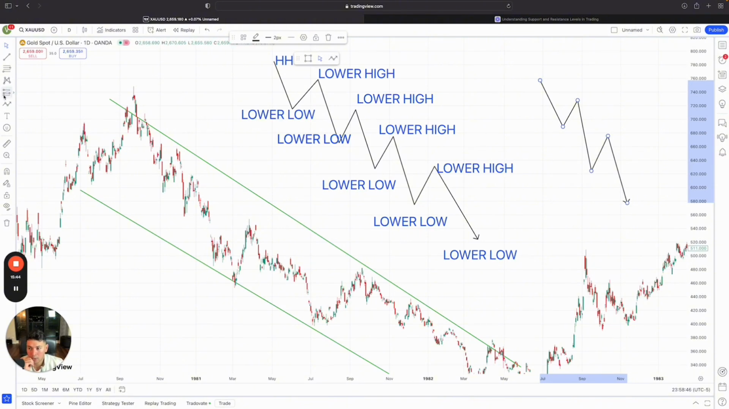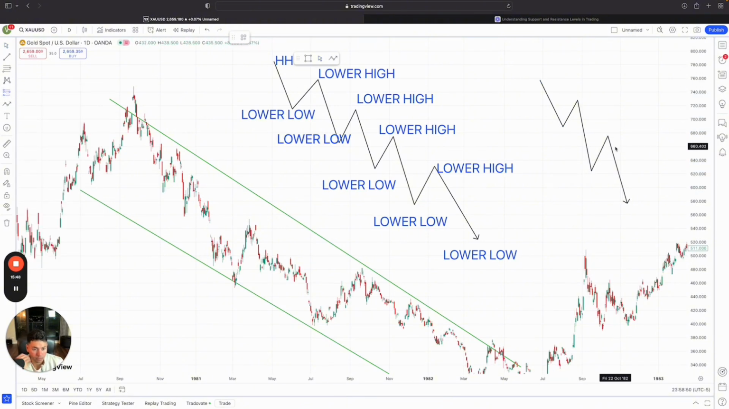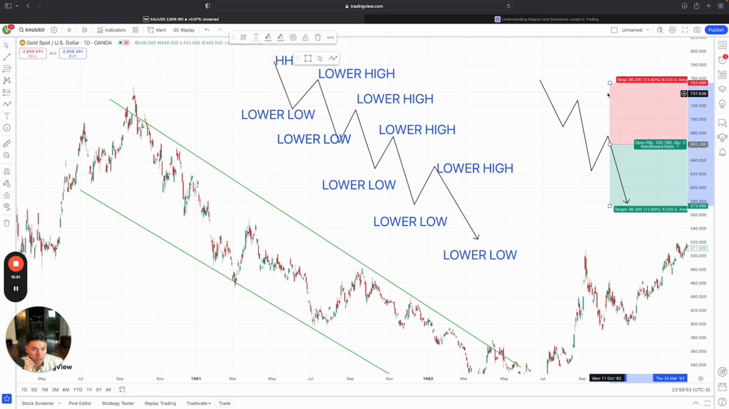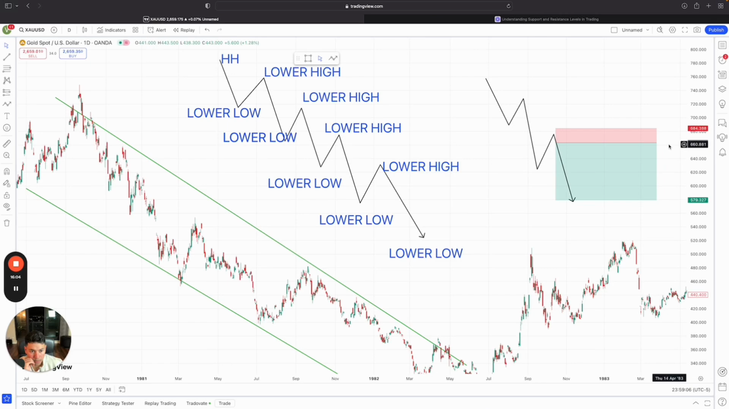So at this point, I would be placing a short position after the price makes a little bit of retracement and then a continuation to the downside. I would place my stop loss a little bit above the previous lower high created, and I would target a little bit under the previous lower low created. At this point, this would be the perfect entry.